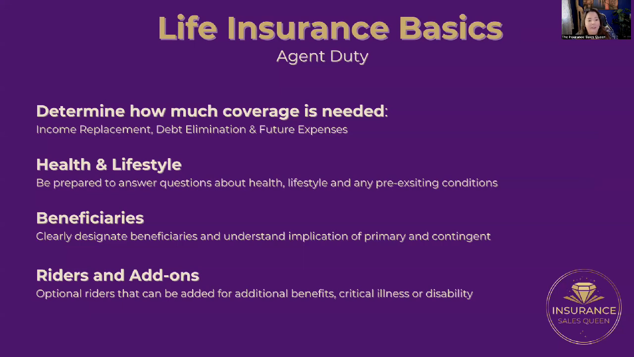Health and lifestyle is something as an agent we're going to want to pay attention to. We need to be prepared to answer those questions. So we got to dig in a little bit. We need to be investigators. Ask about lifestyle or any pre-existing conditions. We need to have the conversation about beneficiaries, clearly designate those beneficiaries and understand the implication of the primary and the contingent. And again, Melissa Anderson is with us. She's gonna talk about those kinds of things.